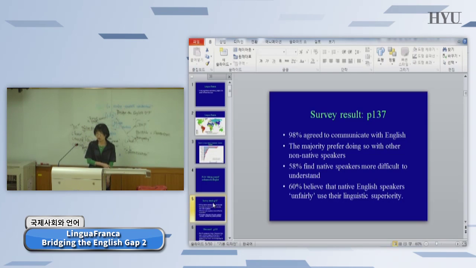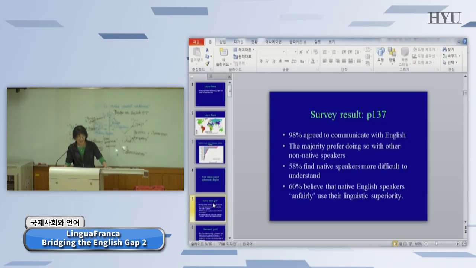This is a survey result by the Canning Consulting Company, a British company that surveyed some hundreds of business managers from 26 countries. The survey result is very surprising because most of them agree on the usefulness of English as a common medium of communication. However, the majority prefer doing so with other non-native speakers. In other words, Asian speakers prefer to speak to other Asian speakers in English.